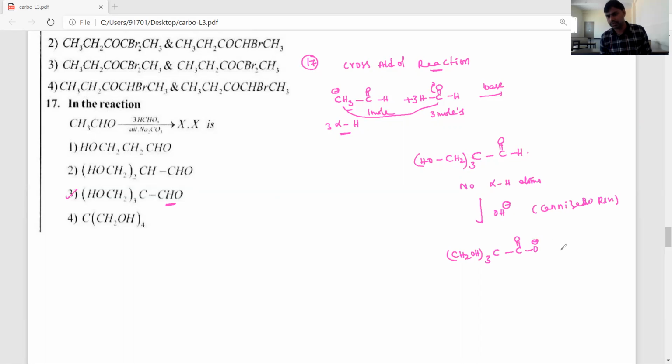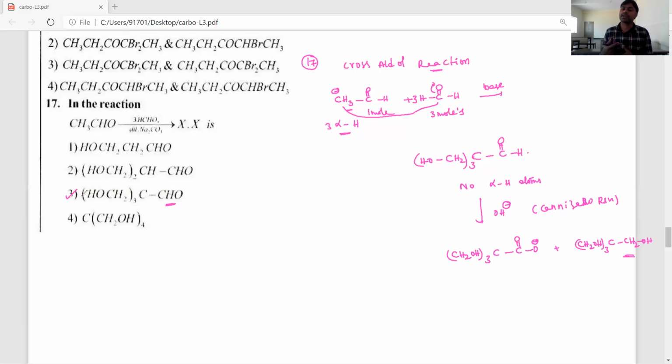Alcohol and carboxylic acid salt will be obtained. The reaction is given only up to 3 moles. Now the same product is involved in a cross Cannizzaro reaction, because it has no alpha hydrogens, it can be involved in the Cannizzaro reaction. So now for this reaction, the answer is the third option.